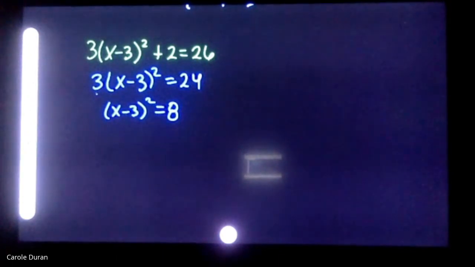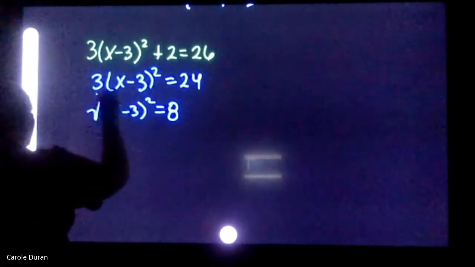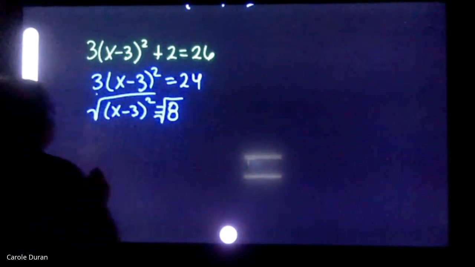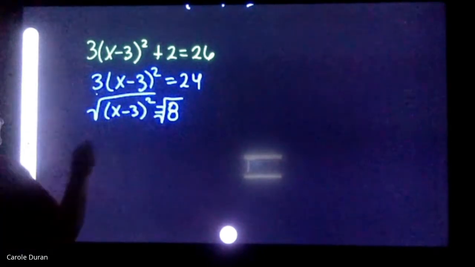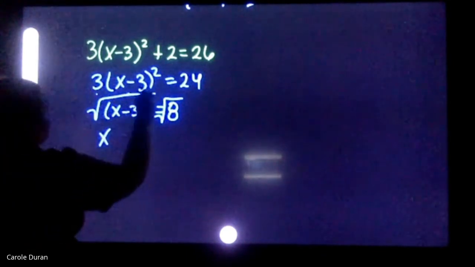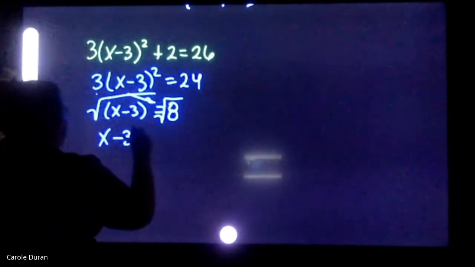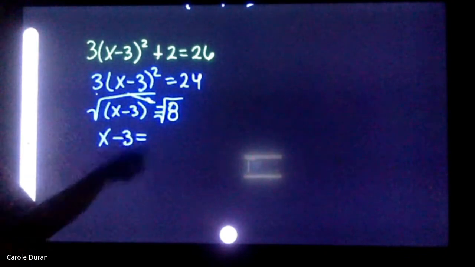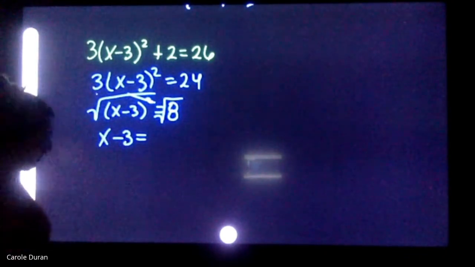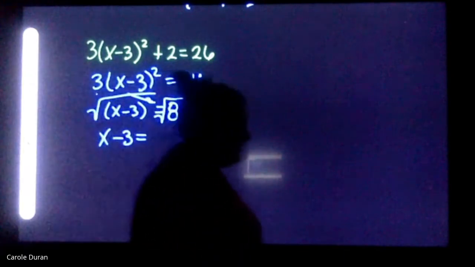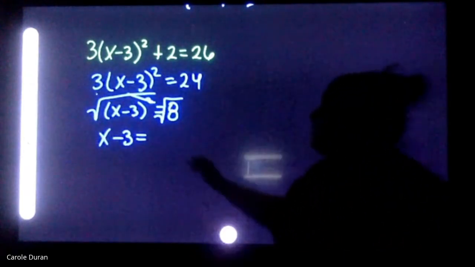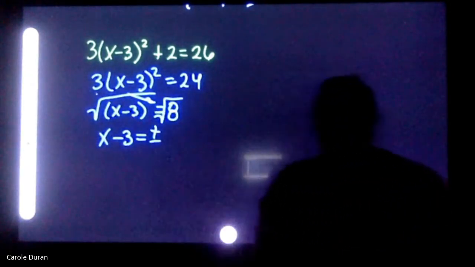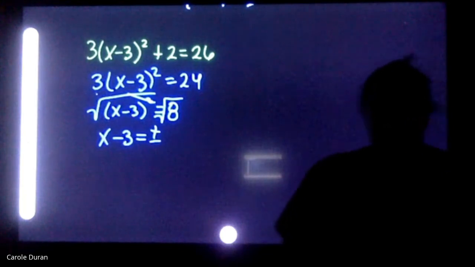Next thing I need to do is square root both sides, because my goal is to get x out from inside that parentheses. When I square root the left side, the square root and the square cancel, and I just get x minus 3. On the right, however, I get the square root of 8. Of course, I know that when I take the square root of a number like that, I have to include the positive and the negative version of it.